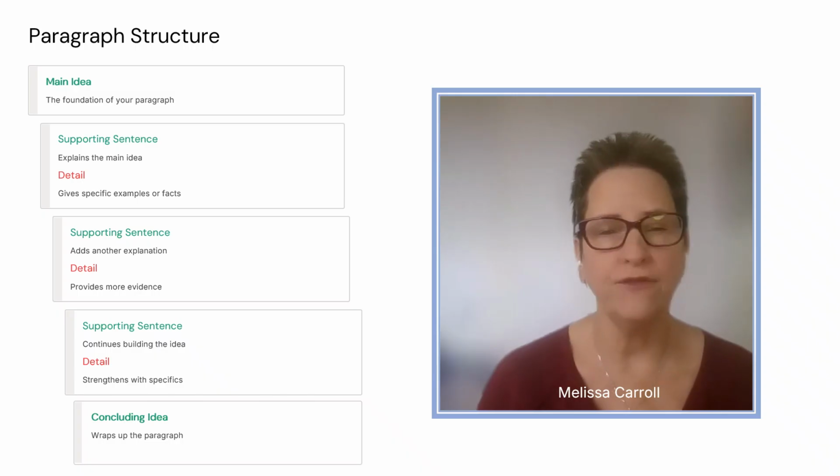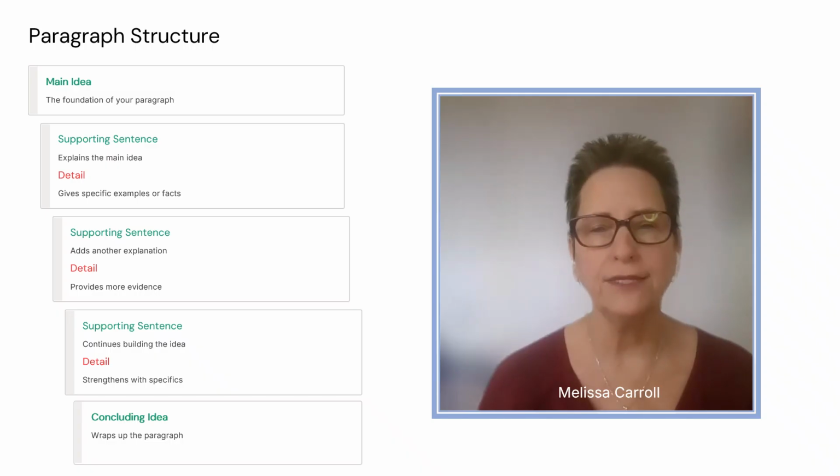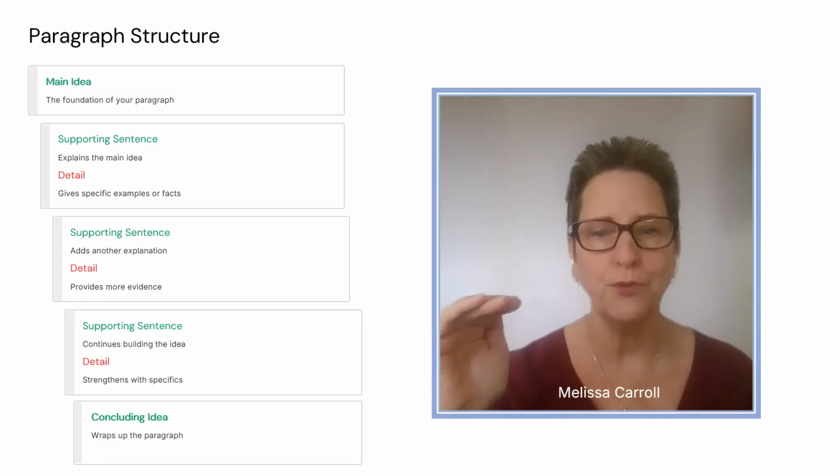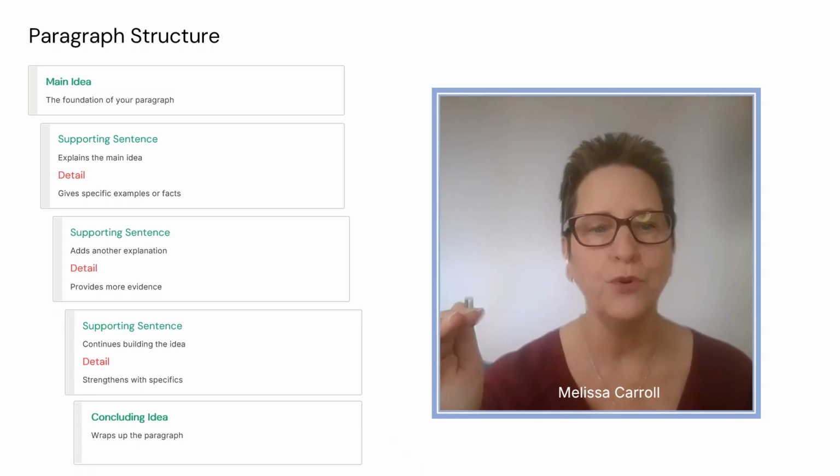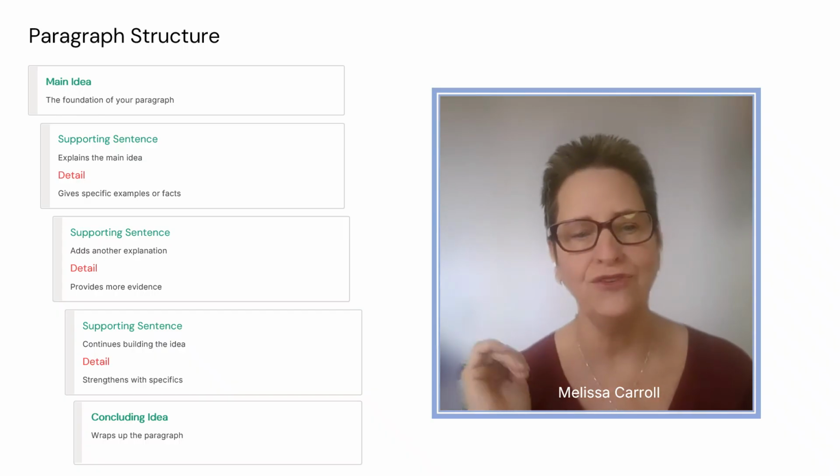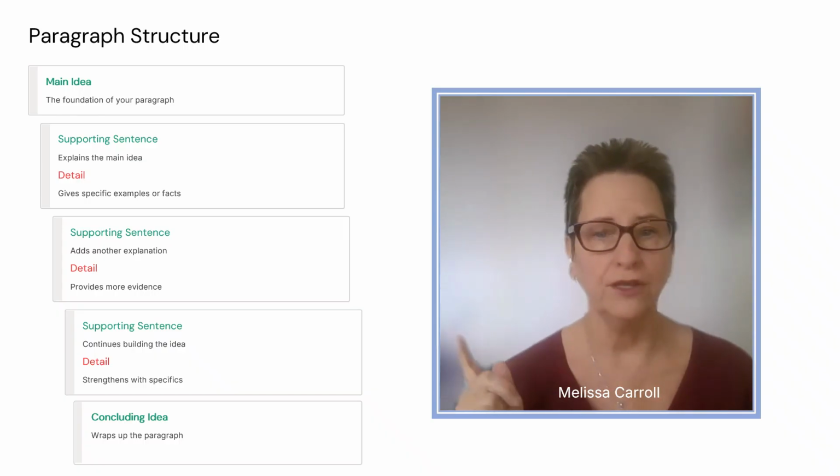Then you will have another supporting sentence. Usually a paragraph has three supporting sentences, and each of those sentences can have a detail. So you see we have the main idea, supporting sentence, detail, supporting sentence, detail, supporting sentence, detail, and then your concluding idea. The concluding idea will wrap up the paragraph.